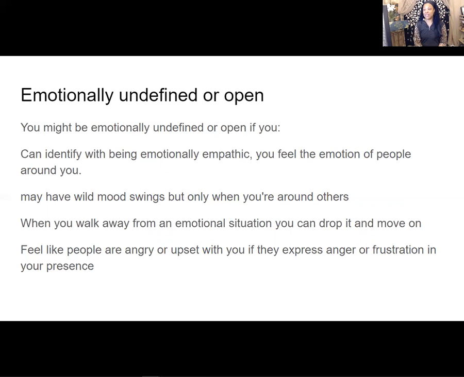You may have wild mood swings, but only when you're around other people. Whenever you walk away from an emotional situation, you can drop it and just move on. You might be emotionally undefined or open if that's the case. And you might be emotionally undefined or open if you feel like people are angry or upset with you if they express anger or frustration in your presence. It sometimes feels like it's about you, even if it's not. You might feel that.